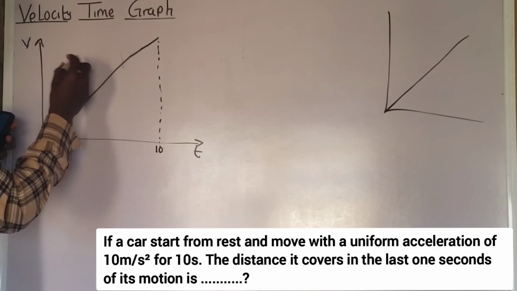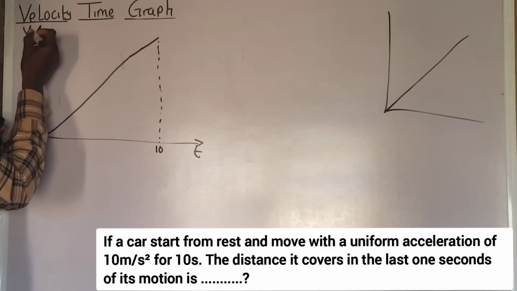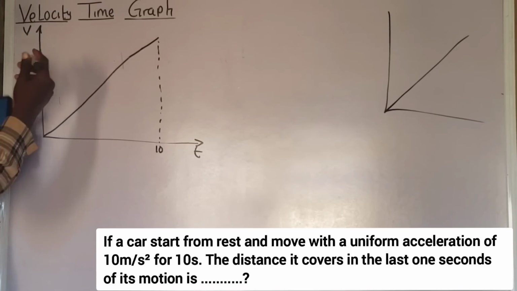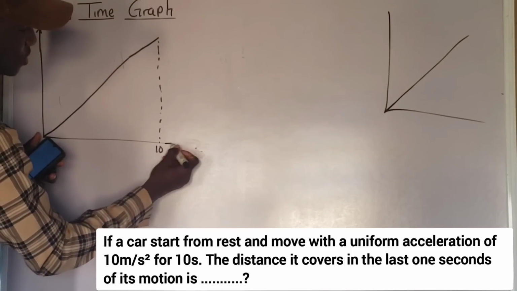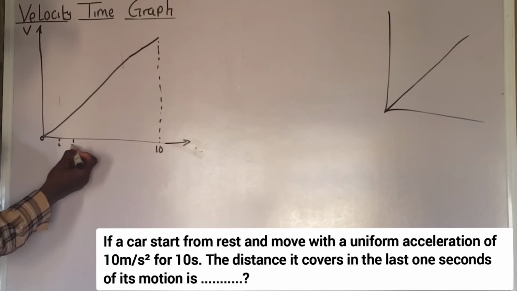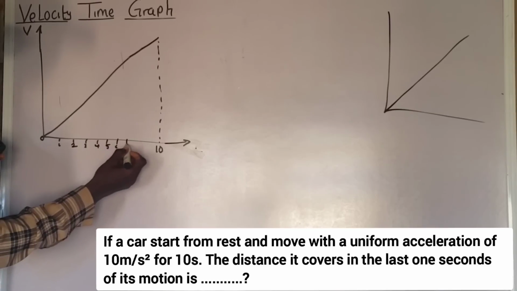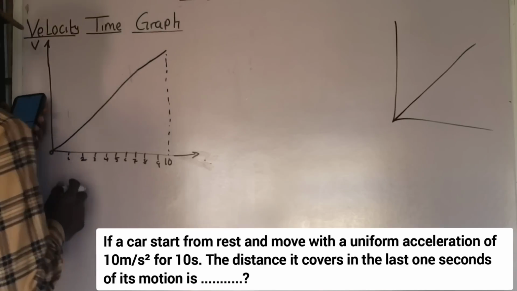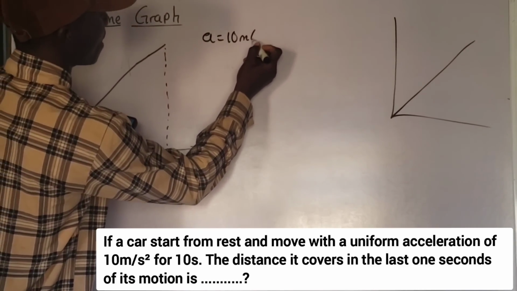So the distance between this point to this point, let's call this one 10 seconds. This is too high. Let me increase this as well. I'm just trying to interpret the question by drawing out the diagram. So this will be 10 seconds. Let me reduce this also. This is 0, 1, 2, 3, 4, 5, 6, 7, 8, 9, 10. You understand? And we are given that acceleration a equals to 10 meter per second squared.